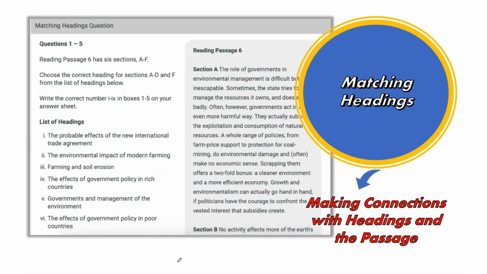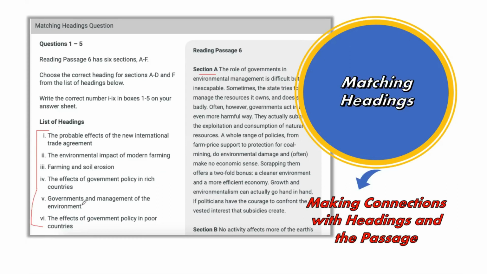Now, students tend to like the matching headings question type. It's a bit different because it tests your ability to understand the main idea of each paragraph. So here we see section A, for example, section B, and so forth. You'll be given more or less 5 headings. So we see them on the left-hand side, 5 to 7 headings, and you have to match each paragraph in the reading to one heading.